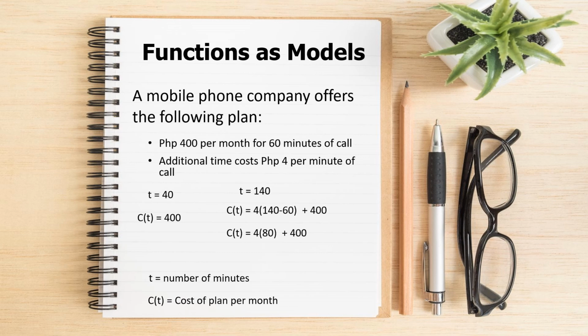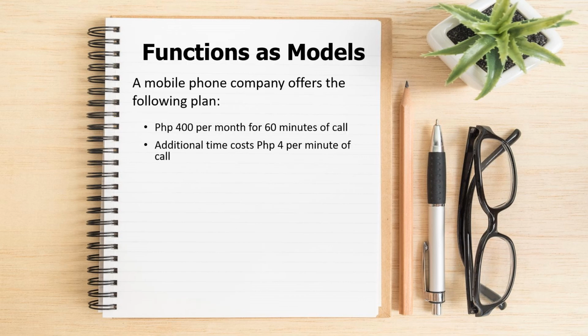So 4 times 80, which is 320, plus 400, which is the constant value. So 320 plus 400 is 720. So when you consume 140 minutes of call, you will pay an amount of 720 pesos. Okay, now let us answer this given scenario using a piecewise function.